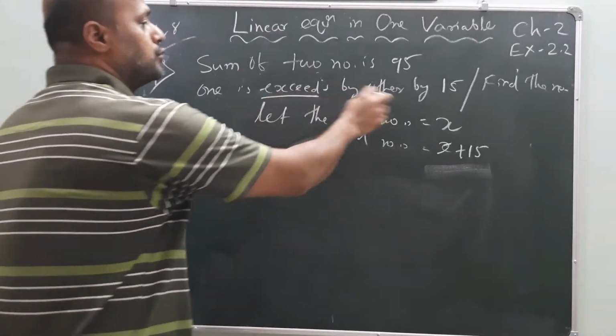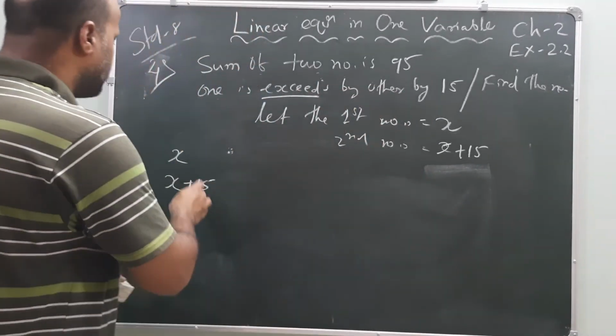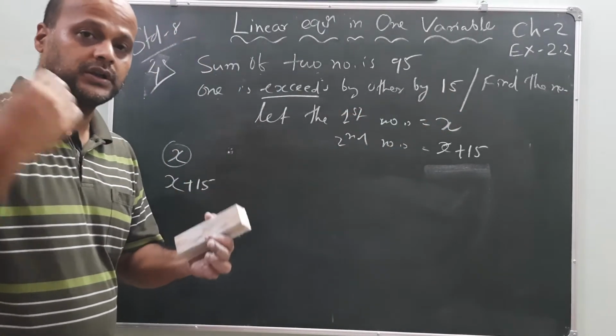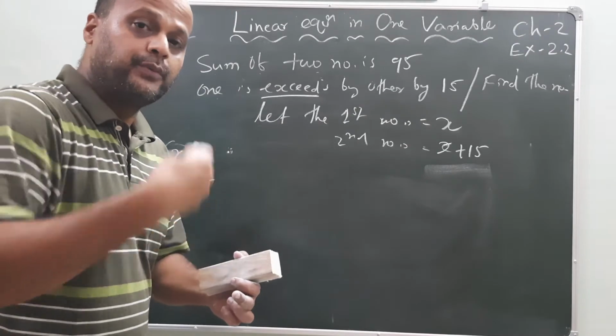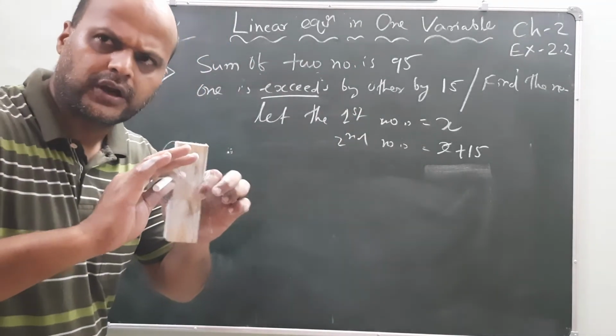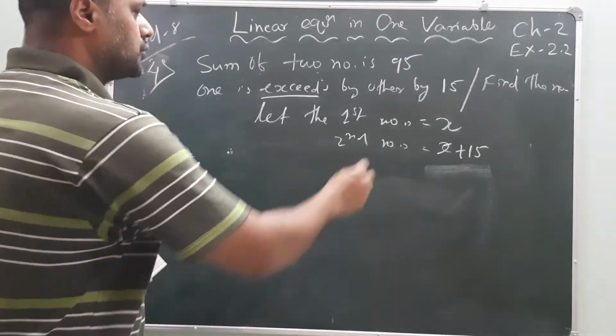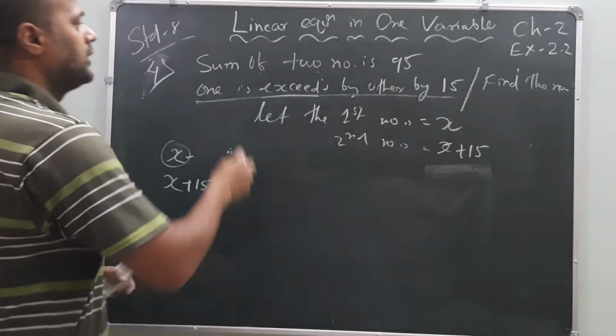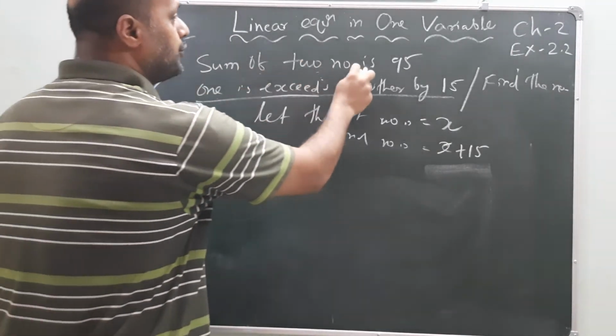Here the two numbers are not given. That's why I have written the first number as x, and the other number is 15 more than the first one. The first one is x. So don't be confused here, my dear friends. So the second statement we are clear on. What about the first statement? Sum of two numbers is 95.